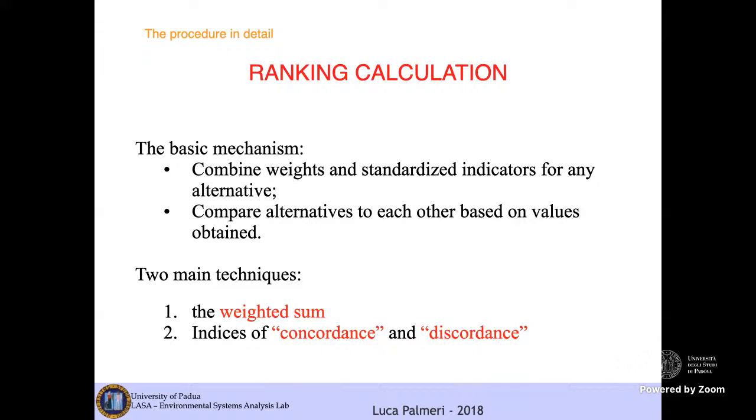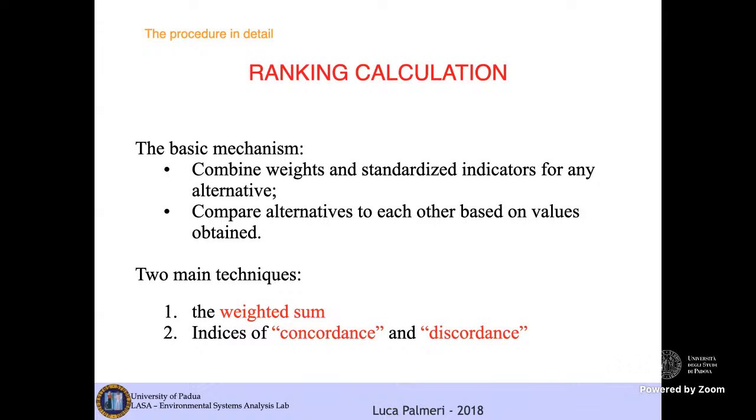Once we have assigned the weights, we are ready to start employing our decision model by starting to calculate rankings. Rankings of what? Of different alternatives. The basic mechanism is that of combining weights and standardized indicators for any alternative. Compare alternatives to each other based on the values obtained.